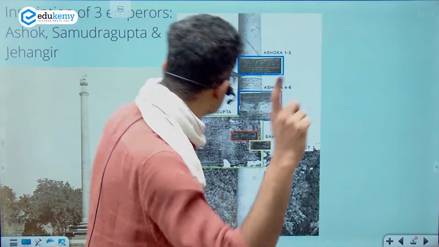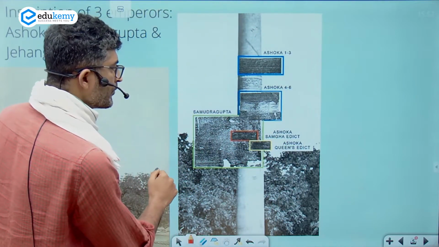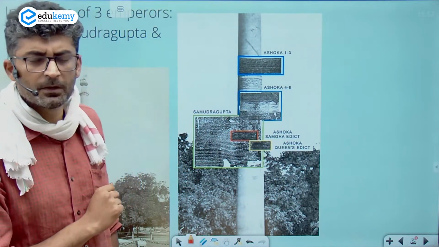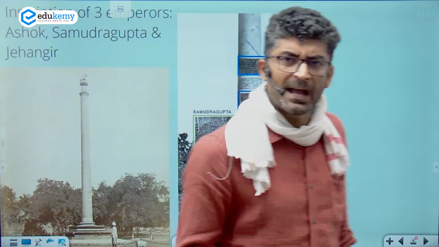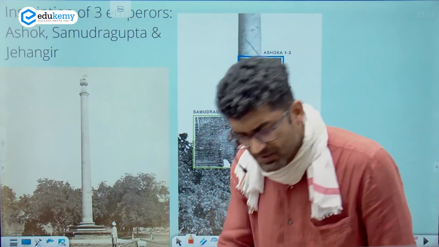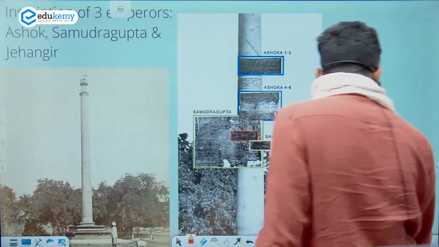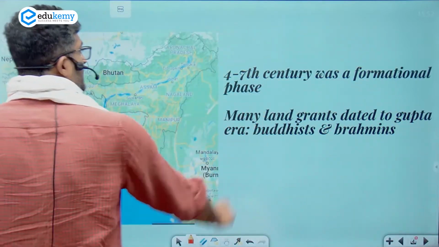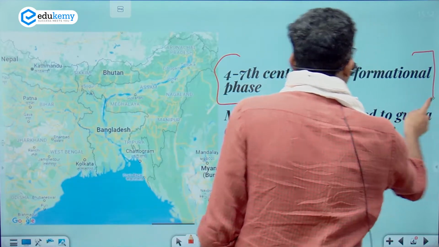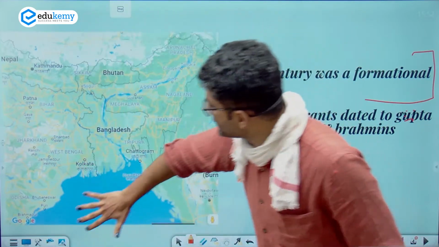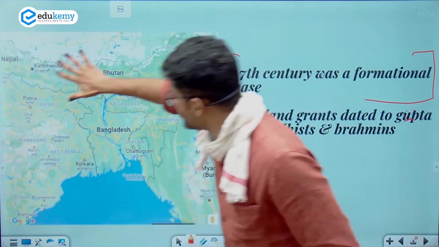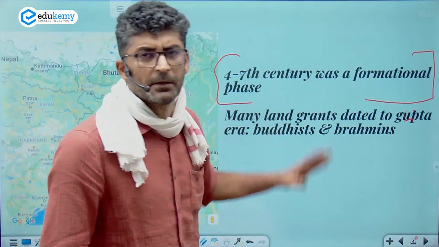Right? Then we have the inscription of Samudragupta, which is the most important one, written by Harisena. And then there are also scribblings by Jahangir. Right? So, the point that you need to remember is that in this time period, this region, इसका foundational phase ये है.